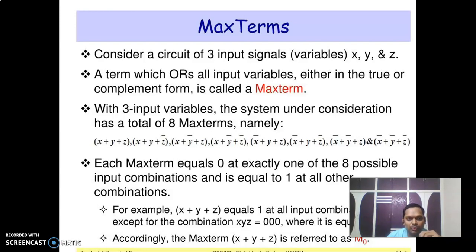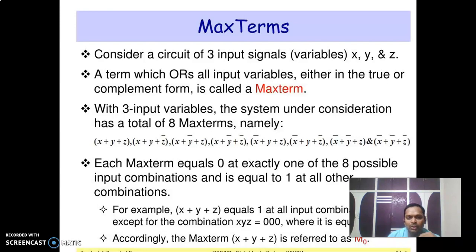With 3 input variables, the system under consideration has a total of 8 maxterms, namely x plus y plus z and x plus y plus z bar, like that, up to x bar plus y bar plus z bar for all ones. Each maxterm is equal to 0 at exactly one of the 8 possible input combinations and is equal to 1 at all other combinations.